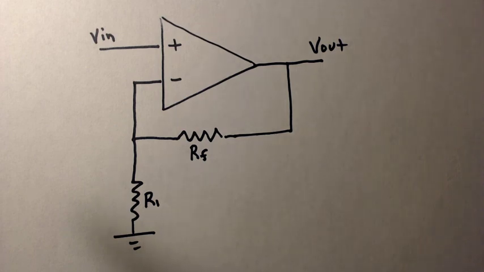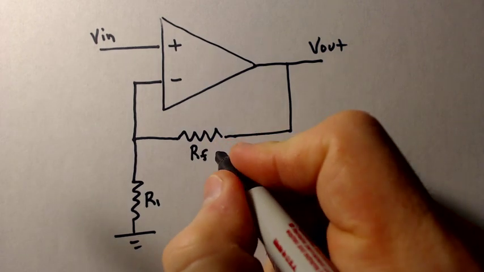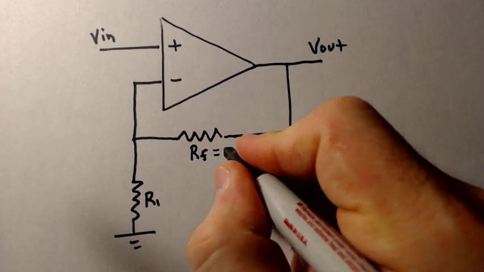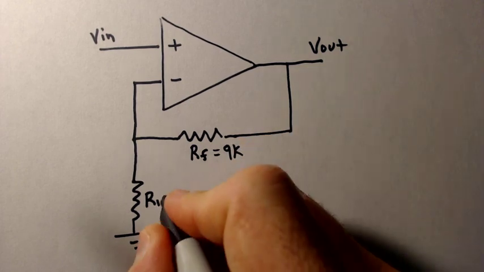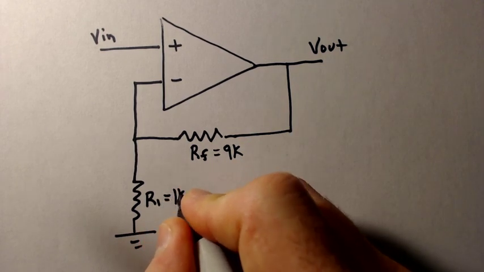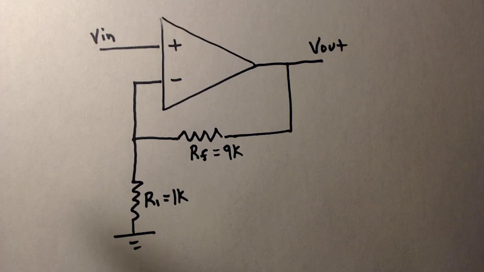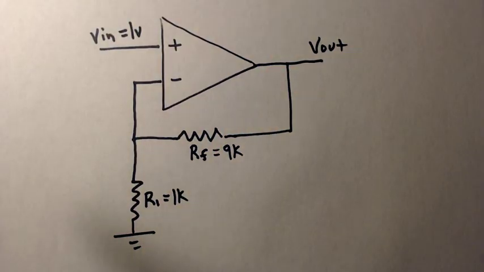So let's go ahead and let's put some values in here. I'm going to make this equal to 9K. I'm going to make this one equal to 1K. And V in, let's make that equal to 1 volt. Okay, and I'm not going to worry about power for right now. Okay, what's V out equal to? Can we solve for that using only what we know?